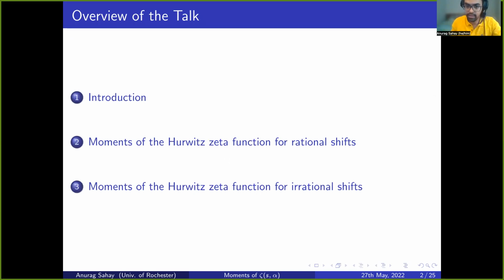Okay, so let me first introduce the overview of the talk. I'll first introduce what the Hurwitz zeta function is, because it's not something I expect everyone to be familiar with. Then I'll talk about moments generally, and then specifically moments of the Hurwitz zeta function.